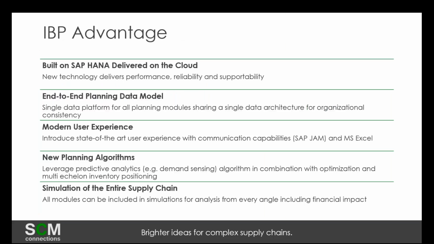So that IBP Advantage, as we talked about, it's the HANA Cloud, performance, reliability, supportability. And for the first time, you really have that end-to-end data planning model. You can see your supply chain all the way from beginning to end, and you know how one piece upstream affects everything downstream. And that's really new and unique. We've had to hobble that together in the past, and it's really wonderful. You'll see as we're in the demo, if you change consensus demand at the beginning, what does that do to capacity further downstream? It's really fantastic.